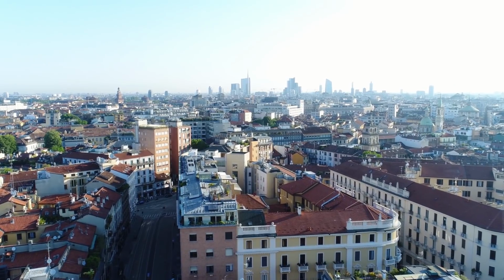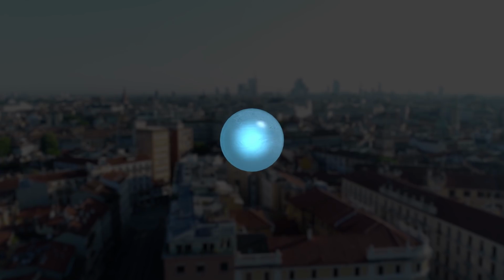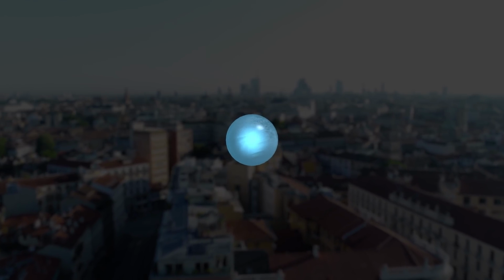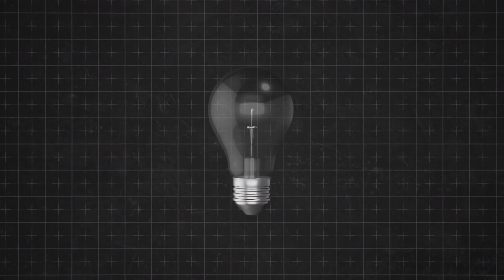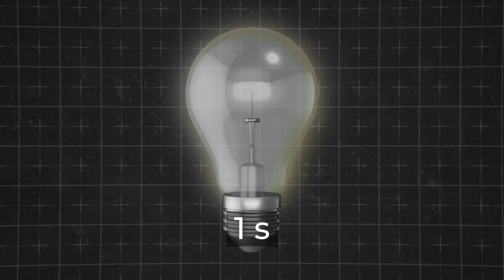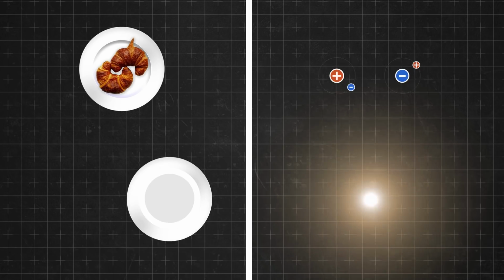In the entire history of mankind, only 500 septillion grams of antimatter have been harnessed. This is so small that you wouldn't even be able to light a light bulb for 1 second using the accumulated energy. Before you had time to eat lunch, all of the antimatter you'd caught would be annihilated.